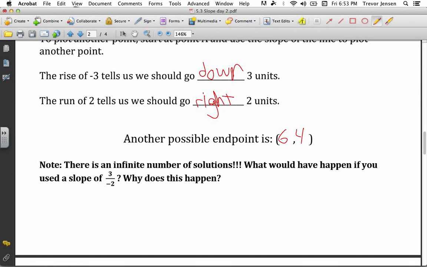So I've just explained to you why there's an infinite number of solutions, and what would happen if we use a slope of 3 over negative 2. So I just showed you that.